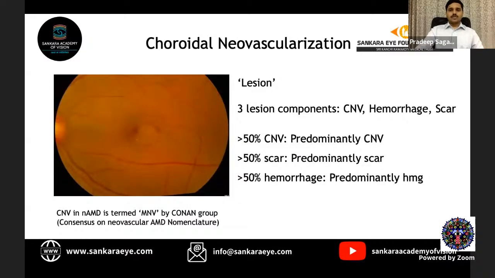So moving on to choroidal neovascularization. In patients with choroidal neovascularization, we describe the lesion and 3 lesion components. The 3 lesion components include the choroidal neovascularization itself, hemorrhage, and scar. If more than 50% of the lesion is composed of choroidal neovascularization, we call it predominantly CNV. If more than 50% is scar, we call it predominantly scar. If more than 50% is hemorrhage, we call it predominantly hemorrhage.